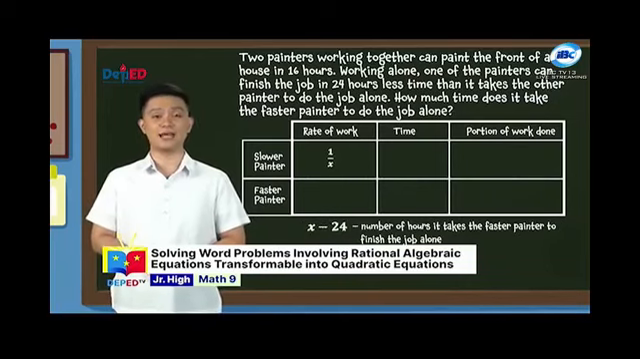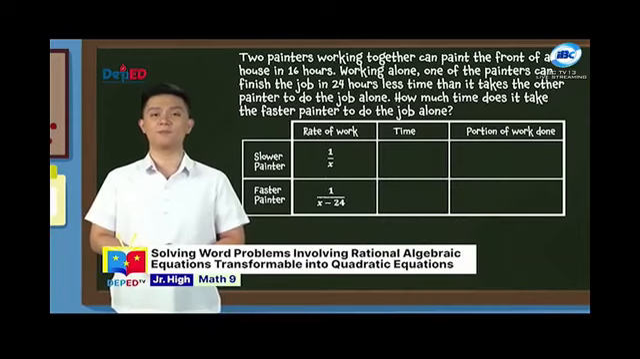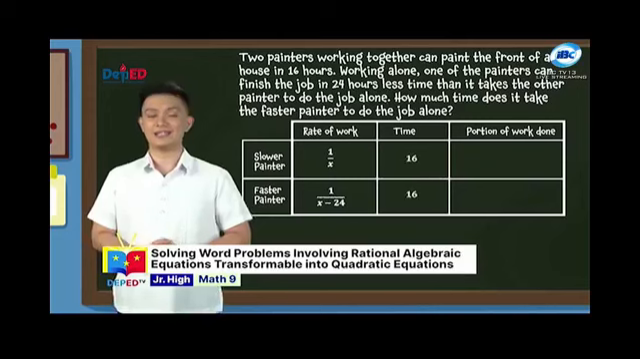It follows that it takes x minus 24 hours for the faster painter to finish the job alone. This means that this painter's rate is 1 over x minus 24. He or she can accomplish 1 over x minus 24 of the job per hour. As mentioned in the problem, they can finish the job in 16 hours if they work together.